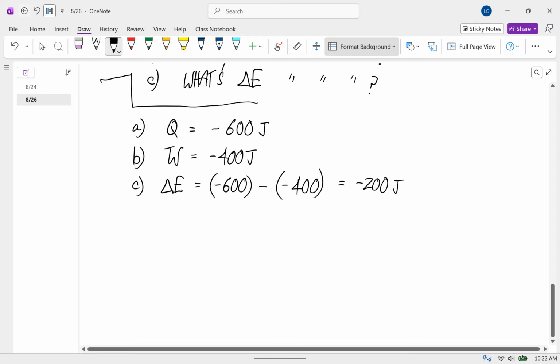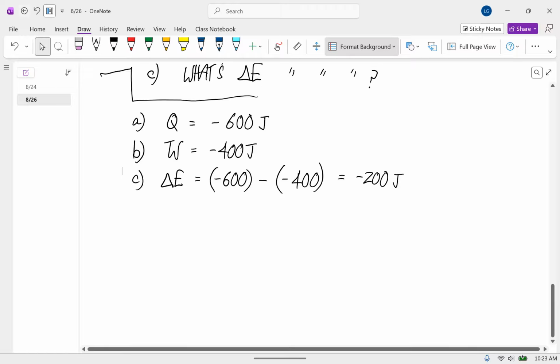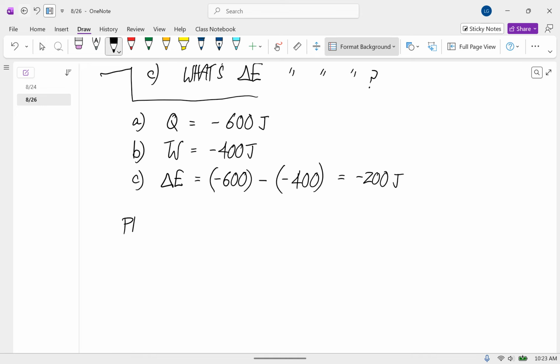So there are going to be a couple of questions sort of like this on the homework that I assigned tonight. But that's really all we're going to do with the first law for now. We'll come back pretty soon. The next thing I want to talk about is properties, states, and processes. So this is just kind of defining some terms.